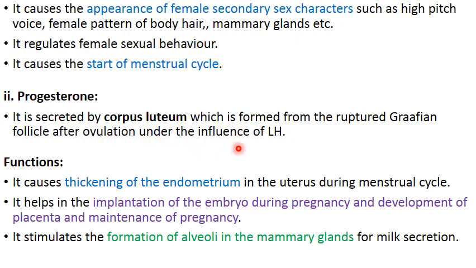So ovulation के बाद जो ये empty Graafian follicle बचता है in the ovary, that will be converted into a yellow body that is called corpus luteum, under the influence of which hormone? LH. So if you recall, LH के दो functions हैं. एक क्या है? Ovulation, और दूसरा क्या है? Formation of corpus luteum from the Graafian follicle. This corpus luteum will secrete the second female hormone, that is progesterone.